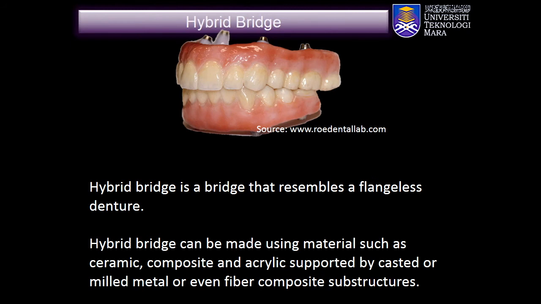A hybrid bridge includes a soft tissue drape and is suitable when there has been a great amount of bone remodeling that has occurred following loss of teeth. The choice of material would depend on the amount of soft tissue to be replaced, taking into account the weight of the final prostheses, cost, and occlusal load of the patient.